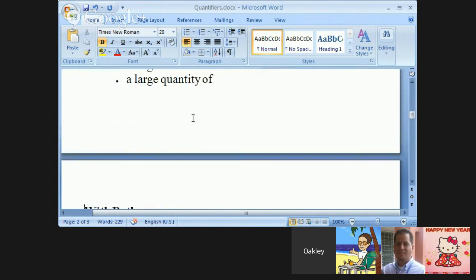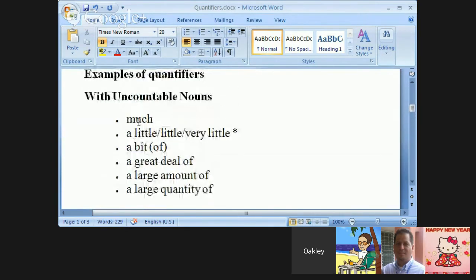Moving on. These are all used specifically for uncountable nouns, and we can't really use them for countable nouns. I can't say, for example, 1 cat, 3 cats. There are a large amount of cats. That sounds very weird. A large quantity of cats. We don't have much cats. Well, that doesn't make any sense at all.